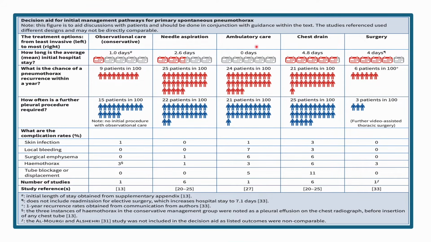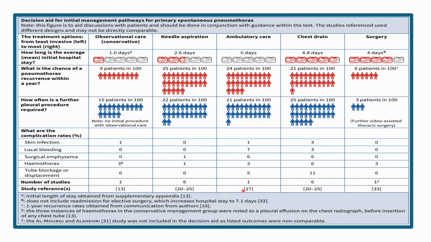For patients who were not admitted and in ambulatory care, there was one major study which again had 24% recurrence and 21% procedure requirement, which is why they mentioned they would prefer ambulatory care.